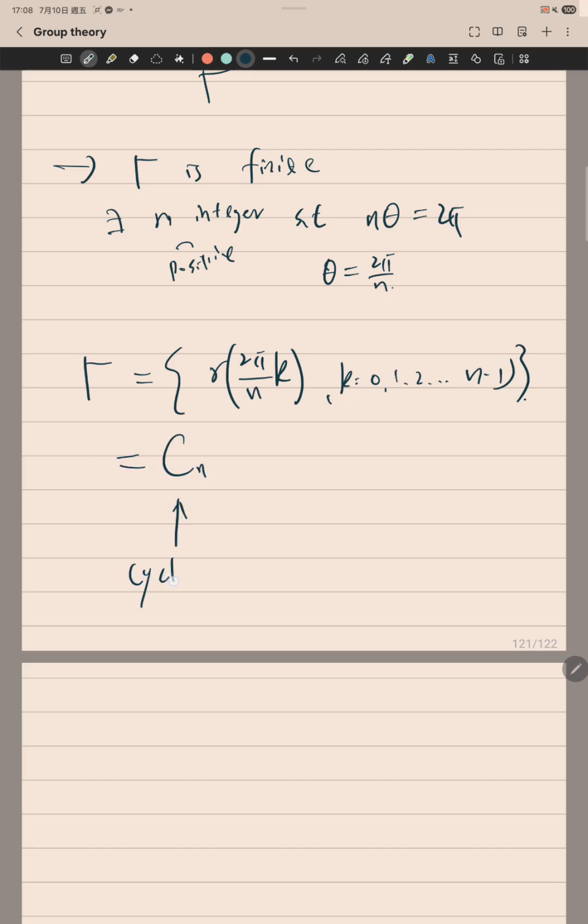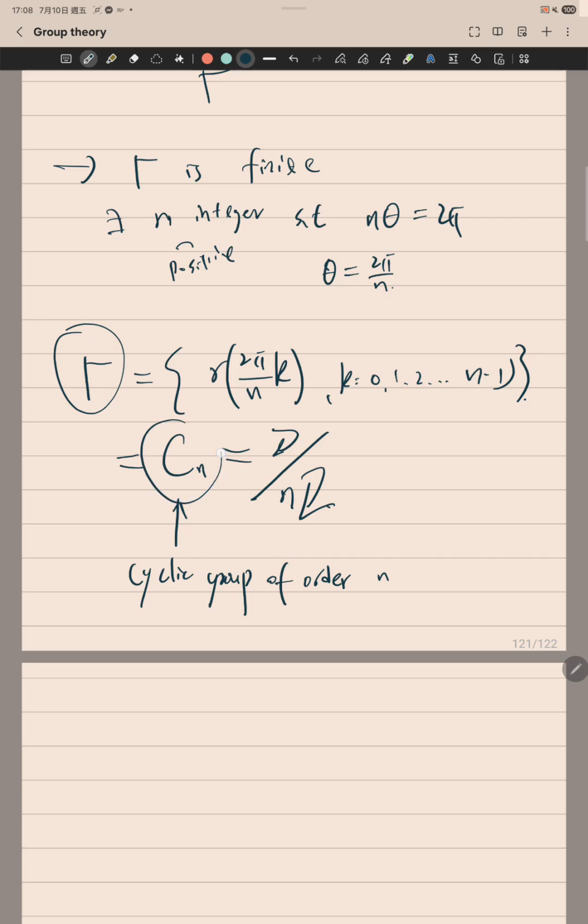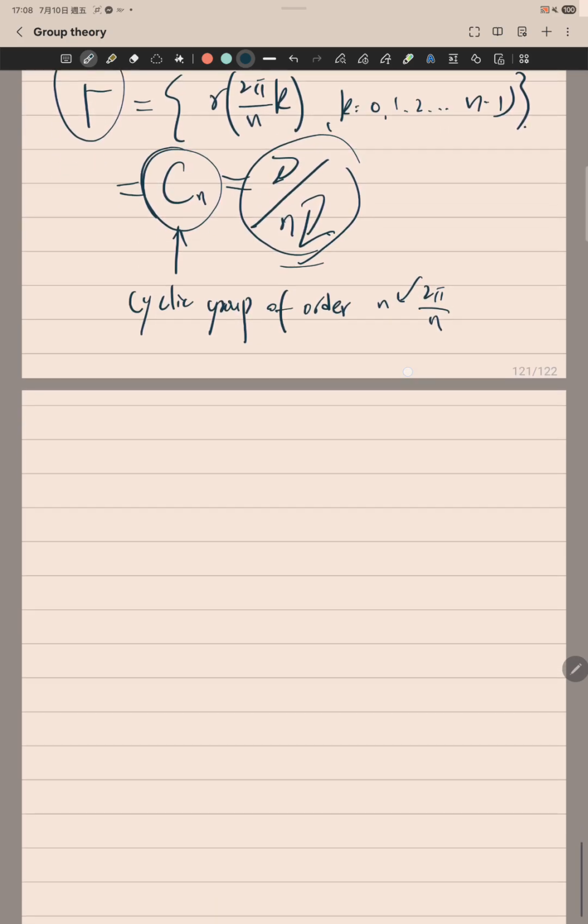This is a cyclic group of order n. Or another way, it is isomorphic to Z mod nZ, the integers mod n. Okay, so it's very simple. Basically, all the finite groups of SO2 will just be the cyclic group with rotation 2 pi divided by n. So this is a simple proof.